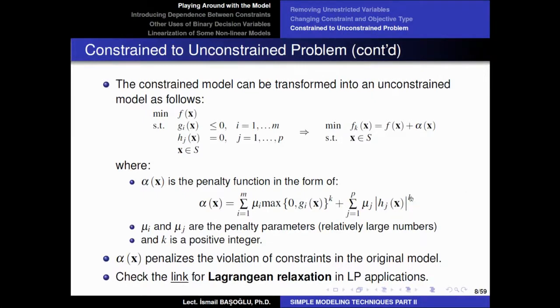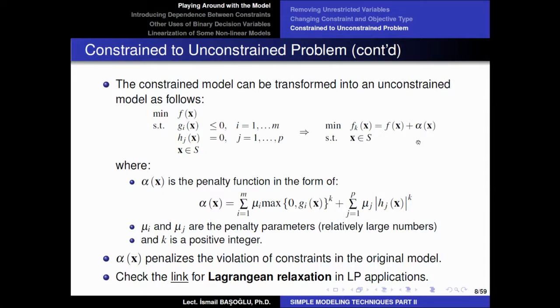Now, the kth power of the violation amount for an equation type of constraint will also be multiplied with another coefficient mu_j. For each function, we can define mu_j differently. So depending on which constraints are important for us to satisfy and which constraints are softer constraints, we can define different types of penalty parameters here. And again, for all equation type of constraints, when we take the kth power of the absolute value of the left-hand side and multiply them with the relatively large coefficient, we are again introducing a penalty to the new objective value on the right-hand side.